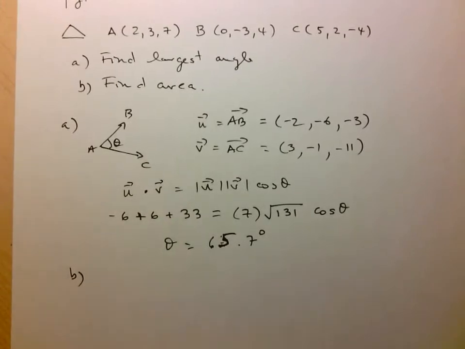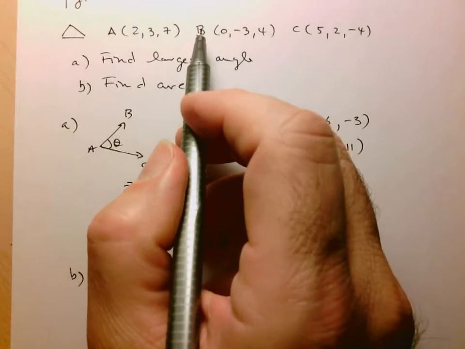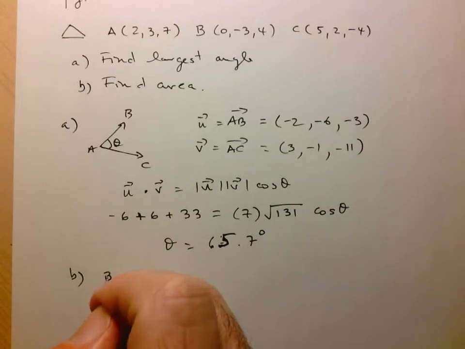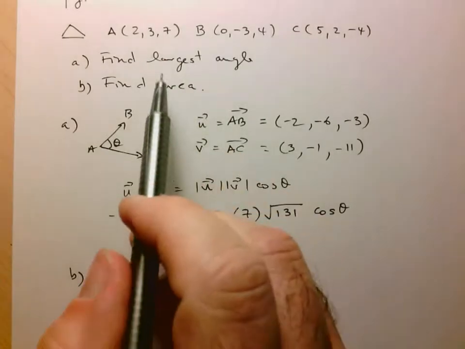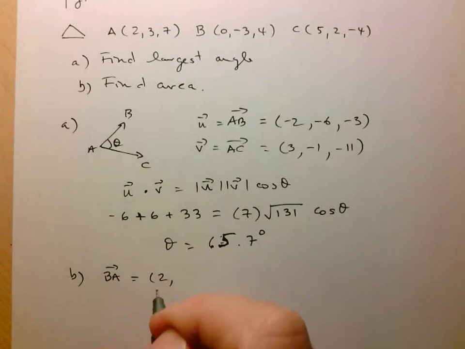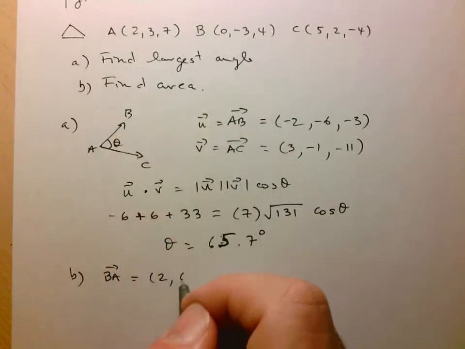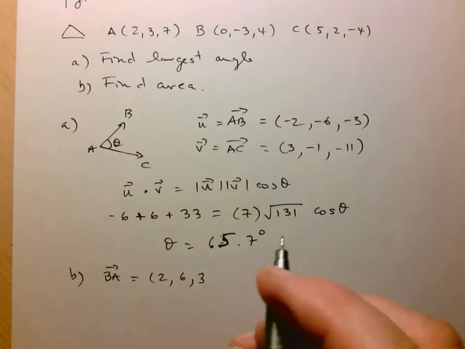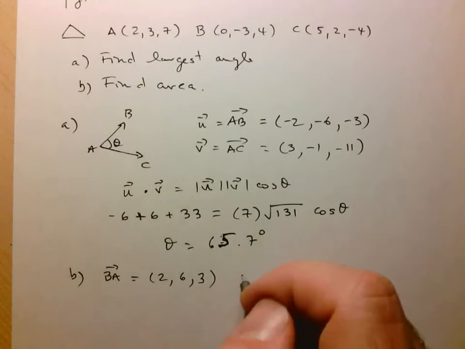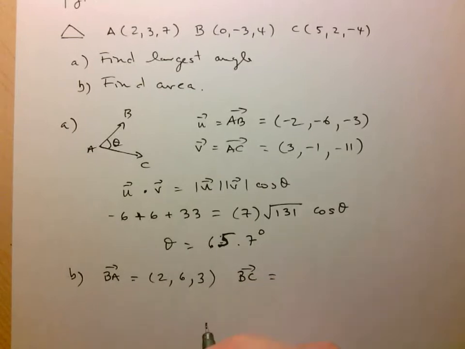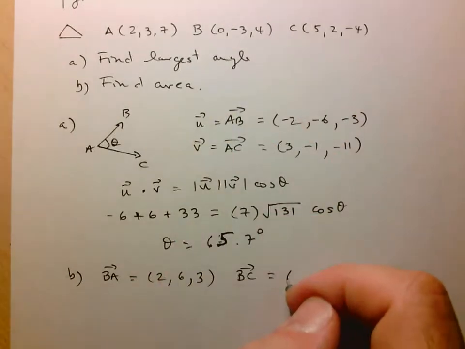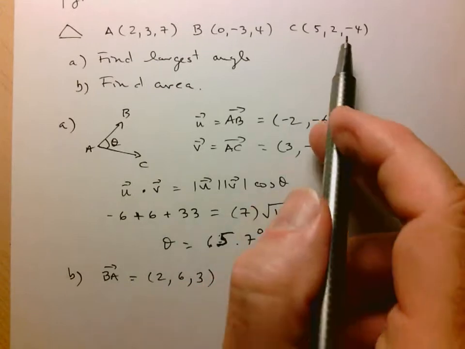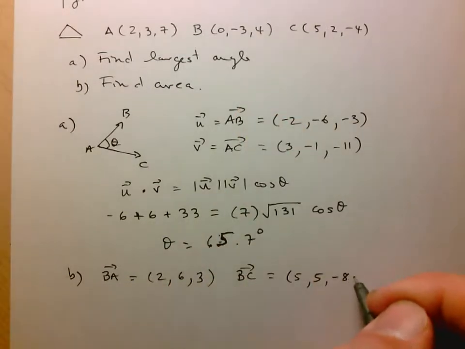Here let me start from another point. Let me start from B. So let's do BA and BC. BA is equal to 2 minus 0 is 2, 3 minus negative 3 is 6, and 7 minus 4 is 3. Then let's find BC. BC, we've got 5 minus 0 is 5, 2 minus negative 3 is also 5, and negative 4 minus 4 is negative 8.